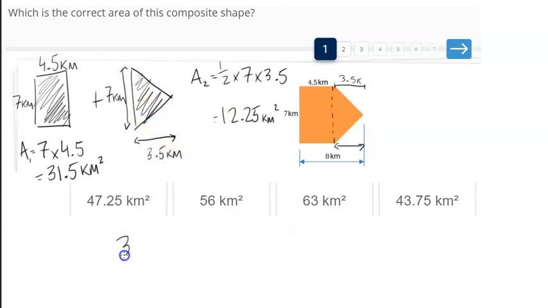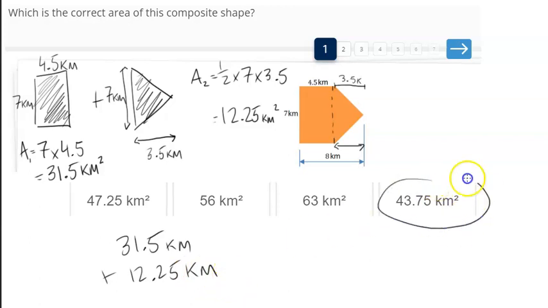So now that we've got these two areas of the composite shape, all we've got to do is simply add them. 31.5 plus 12.25, and this right here will give me 43.75 square kilometers. So our solution is this one here.